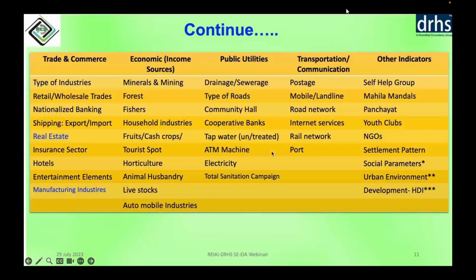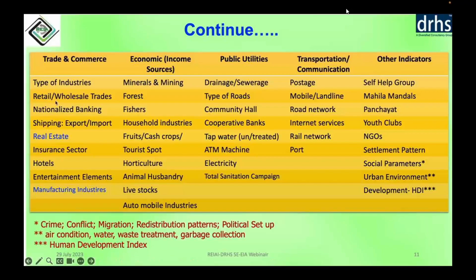Again, in the area, the major thing is trade and commerce: how the trade and commerce is flourishing, the type of industries and real estate, manufacturing industries. These are the three main components which you have to describe in socio-economic. It may be possible that you don't have the data for some of these things, but these three are equally available in Census as well as in other sources.